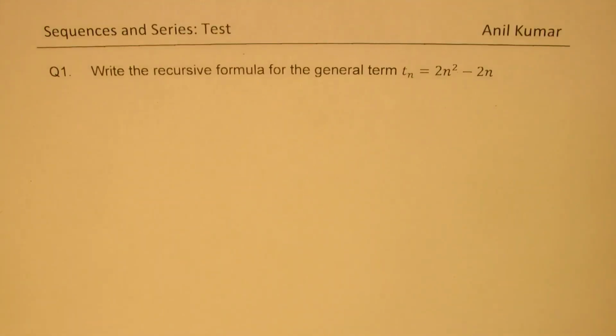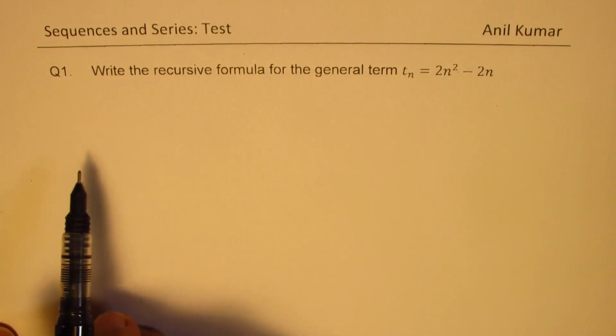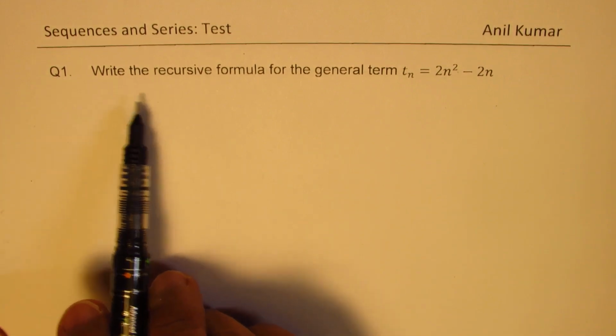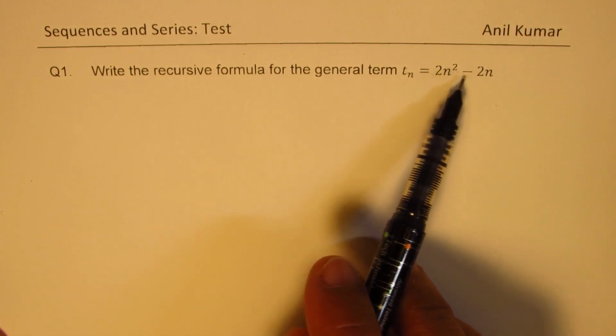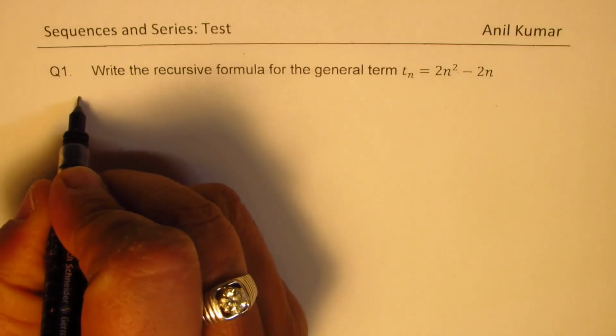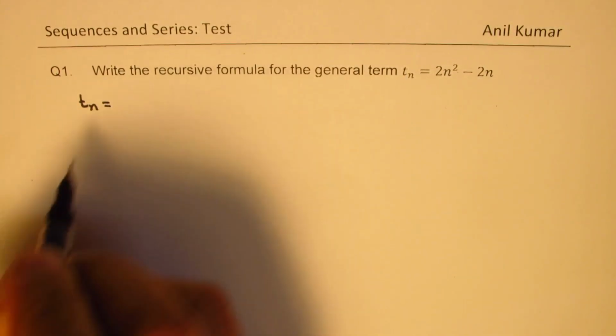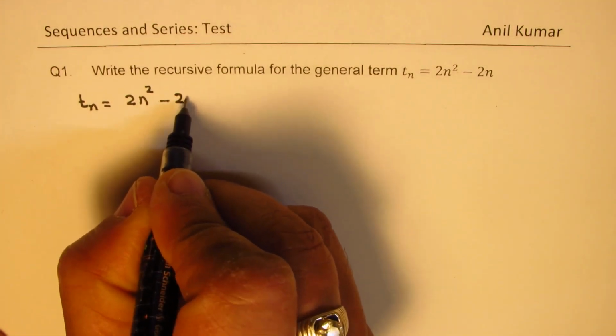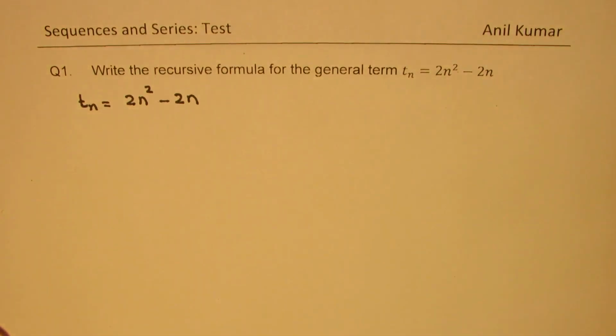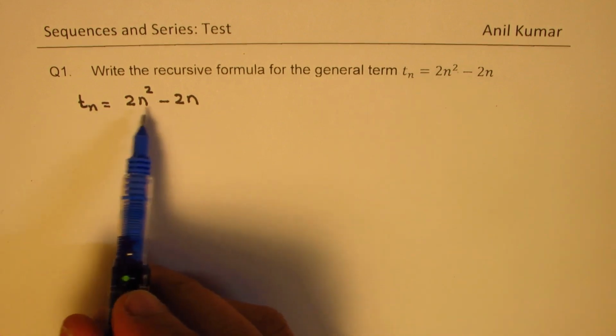So let's begin with the solution of the very first question, which is probably one of the toughest in this particular test paper. Write the recursive formula for the general term Tn equals 2n squared minus 2n. So we are given a general term, Tn equals 2n squared minus 2n. When I say recursive formula, we have to write Tn in terms of Tn minus 1, correct? So one of the approaches for this could be that you could just write all the terms, right?